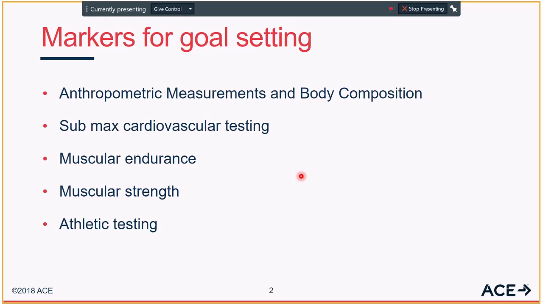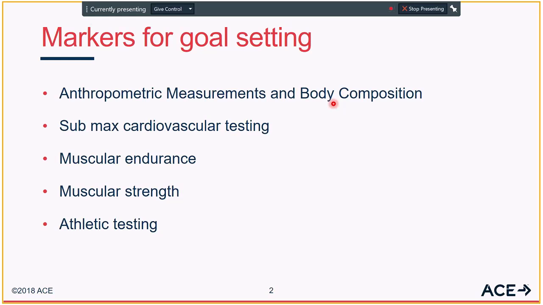So assessments are a great tool for measuring your client's progress and setting goals. We'll go through all these different types of tests. We'll start with body composition, get into vascular tests, and then a lot of clients like to know their muscular endurance, some like strength, and we'll also talk about athletic testing. But the first one we're going to talk about is probably the most important because it deals with their weight and their body composition, and that's what most people are trying to change.